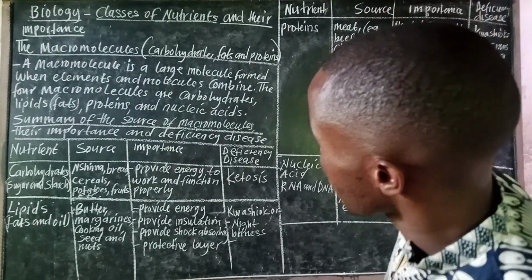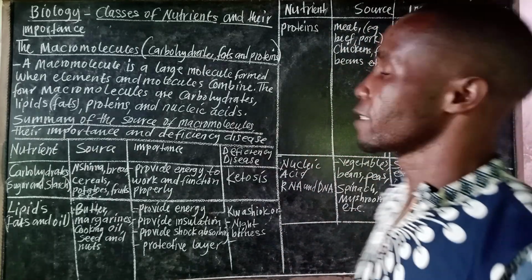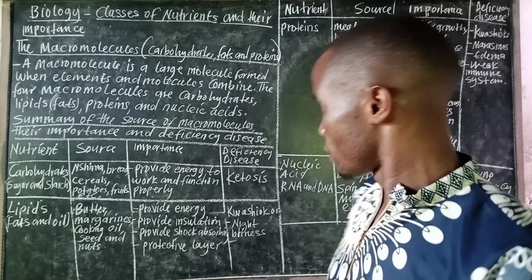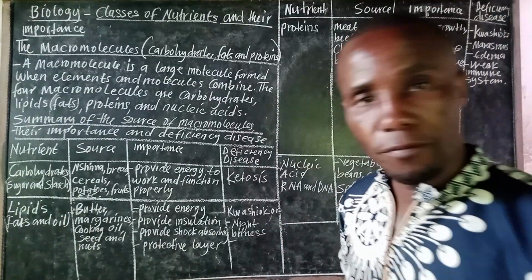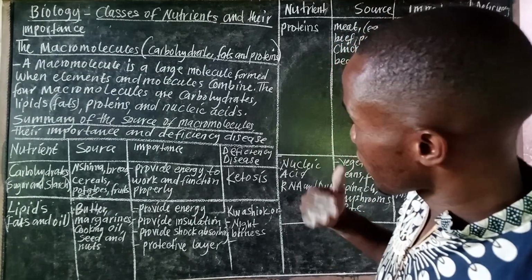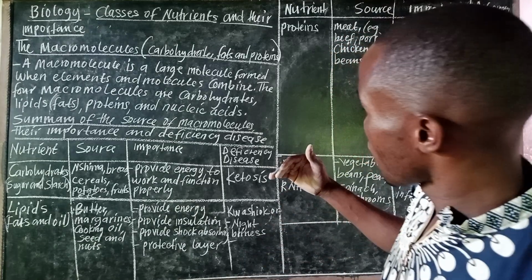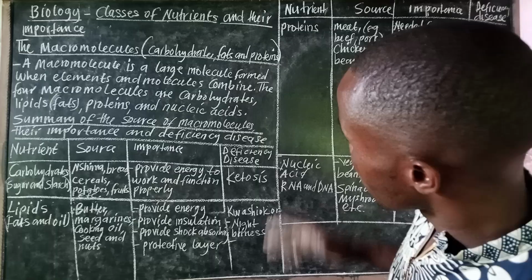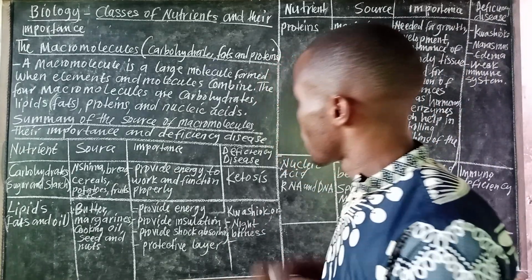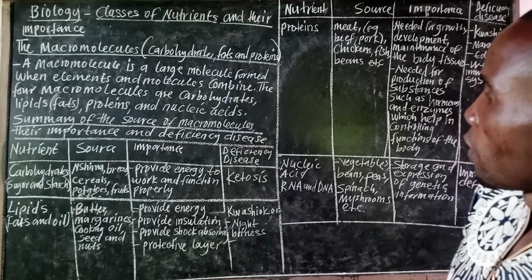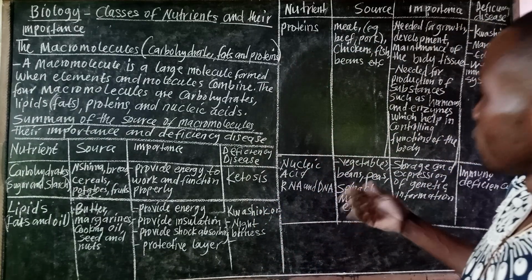Okay, so now let us look at the summary of the source of micromolecules, their importance, and deficiency disease. That is what we are going to look at. So this is a table prepared for you, which has outlined the things stated on top. The first column we have nutrients. Then in second column, source. Then third, importance. Then the last one, deficiency disease.